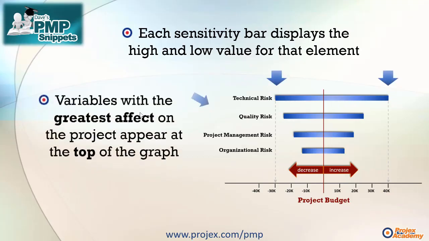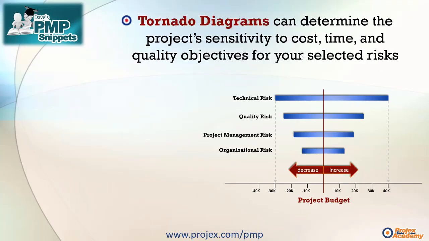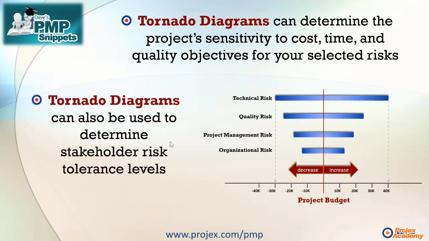Like so. Now, variables with the greatest effect on the project appear at the top of the graph, and hence the sensitivity bars will be longest at the top, sorted and arranged so that the bars at the bottom are the shortest in range. Now, tornado diagrams can determine the project sensitivity to cost, as I've displayed here, or it could be time, or it could be quality objectives for your selected risks. And by the way, tornado diagrams can also be used to determine other aspects such as stakeholder risk tolerance levels.